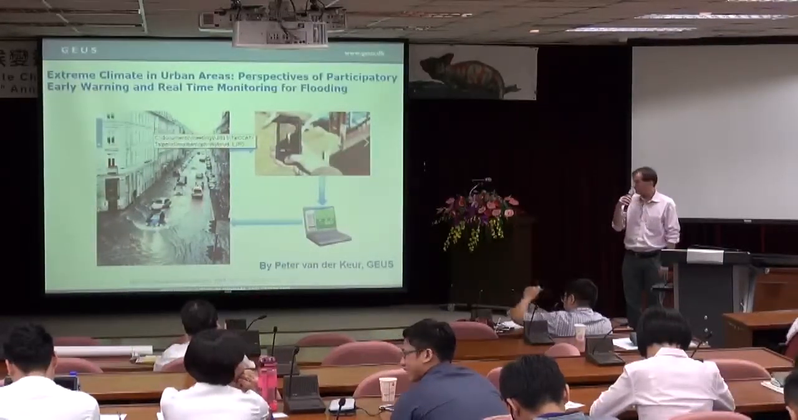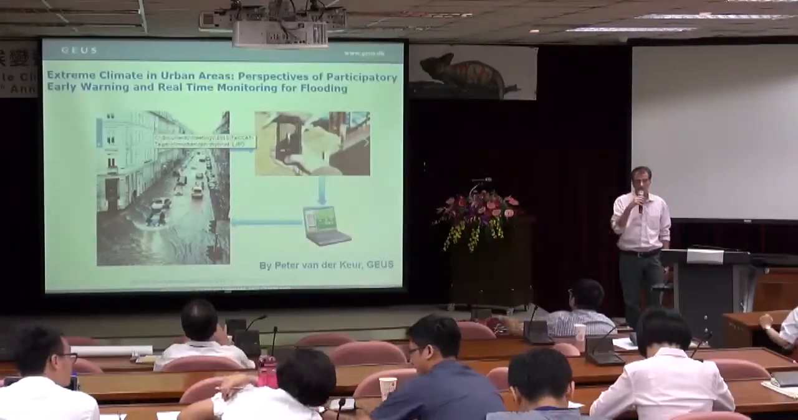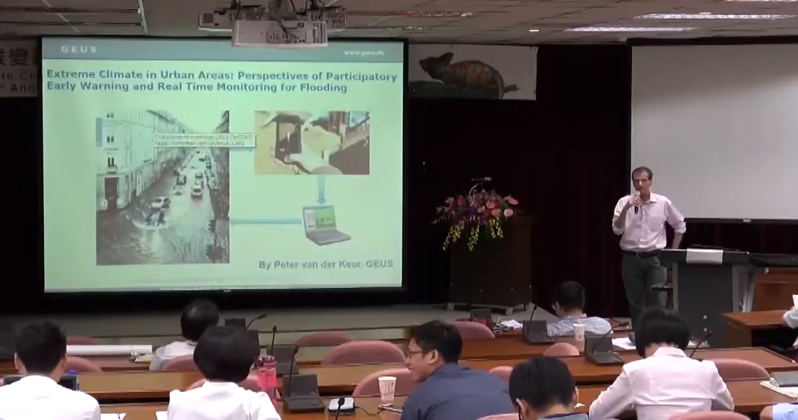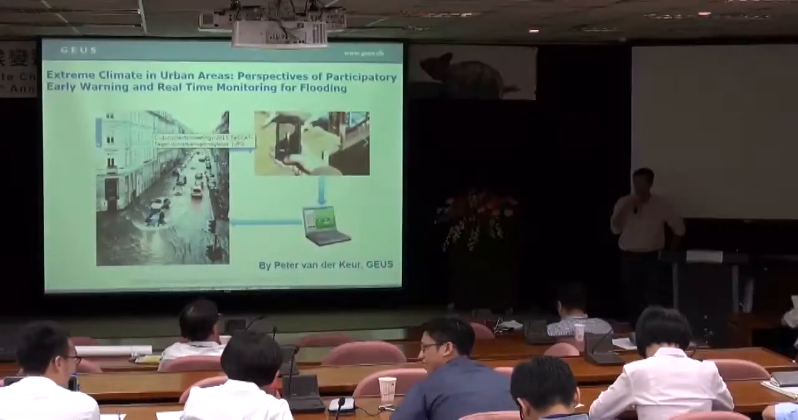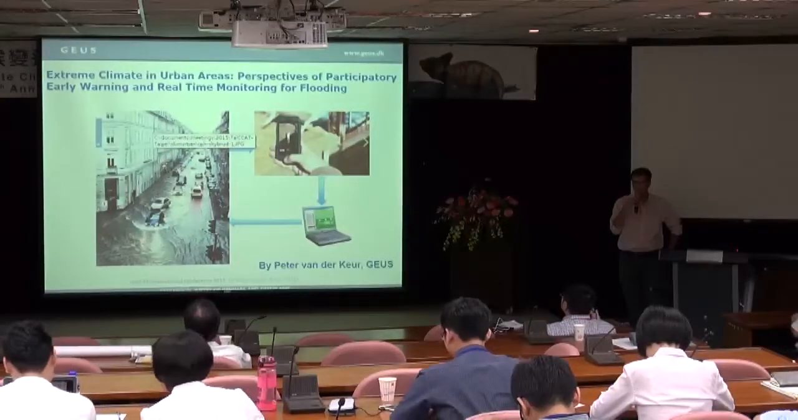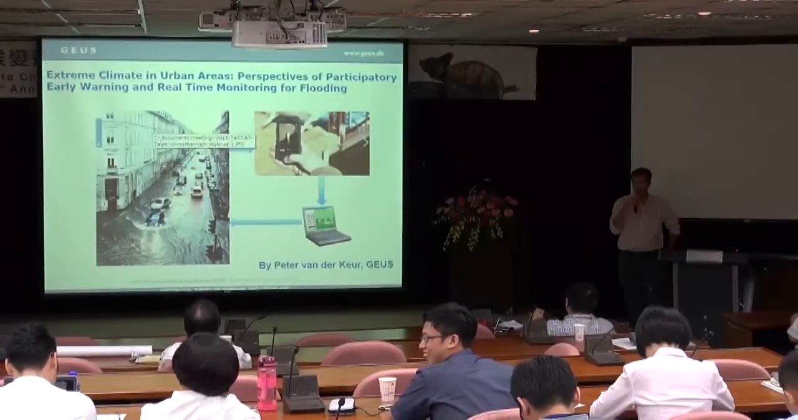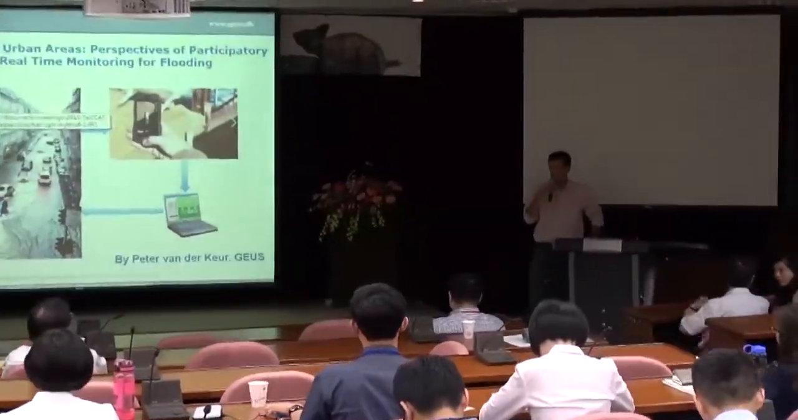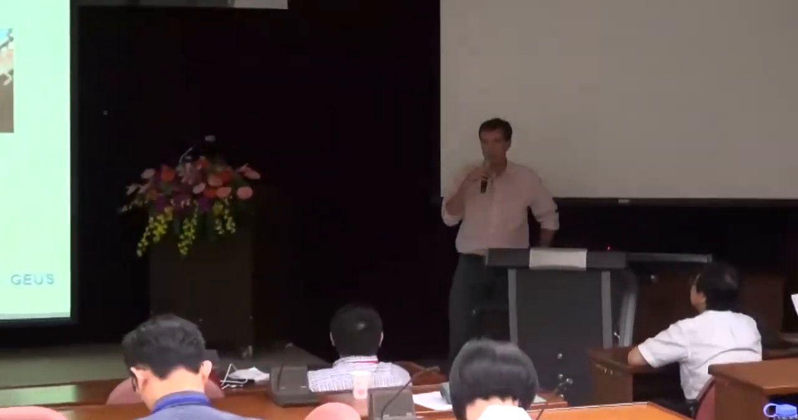First of all, I'm from GEUS. GEUS is the Geological Survey of Denmark and Greenland. At GEUS we have a lot of different departments. The most important ones are on oil and gas and energy and also on geological mapping of Denmark and Greenland especially. Our department is the only one doing hydrological research.